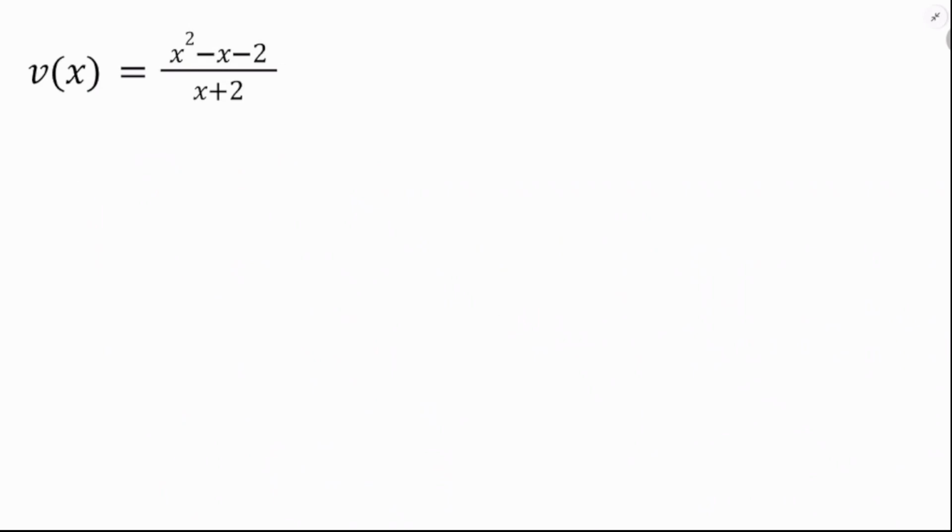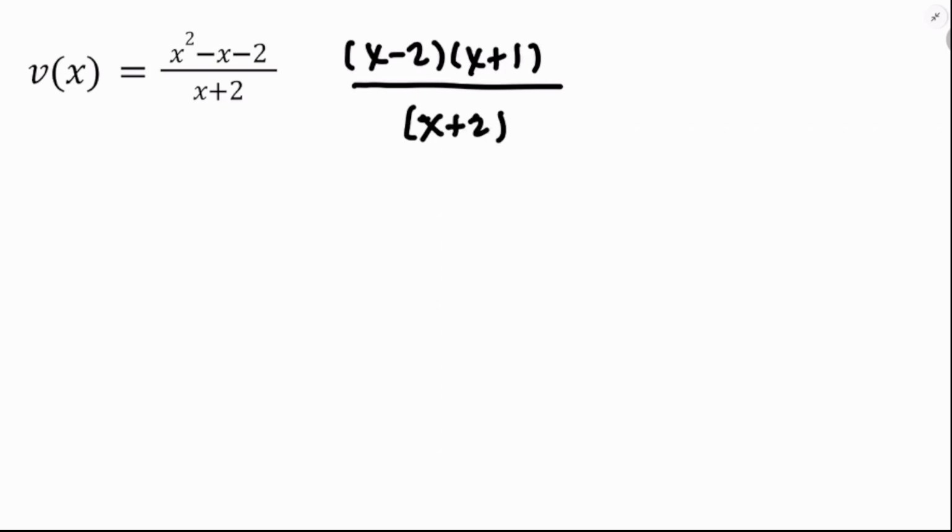Alright, this next one, we're going to do the same thing. It kind of looks like maybe I could factor and cancel some stuff, so I'm going to try to factor it, and I'd get x minus 2 times x plus 1, and then we're dividing by x plus 2. So I'm not going to be able to cancel anything off. Okay, that was not fruitful, but worth a check. Okay, that means I'm going to have a vertical asymptote at x equals negative 2.